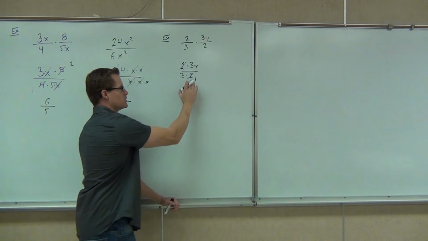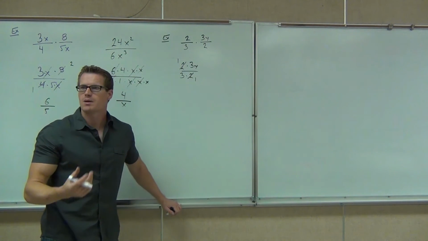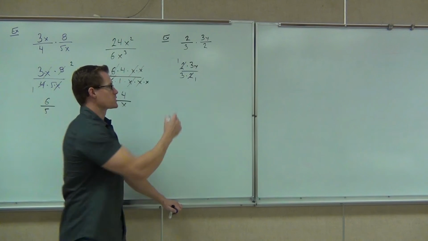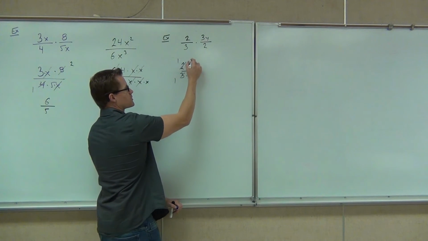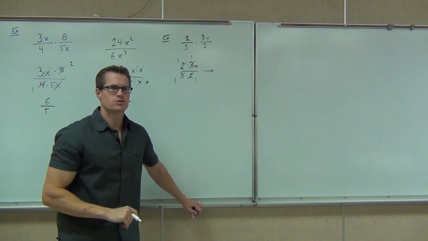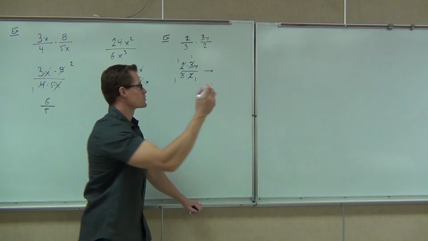What else can we do? Even though this is 3y, remember it's really 3 times y. That means we can simplify those 3's. So 3 divides 3, well, 1 time. 3 divides 3, 1 time. Now let's look real carefully. Can you tell me what's remaining on my numerator? Y. Good. 1 times y is just y.